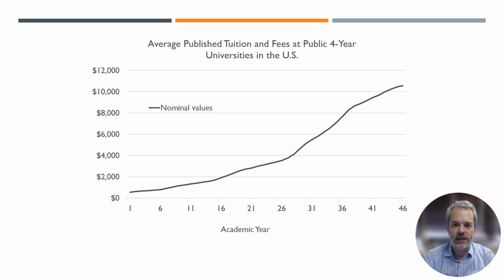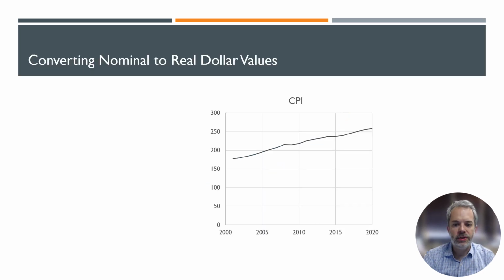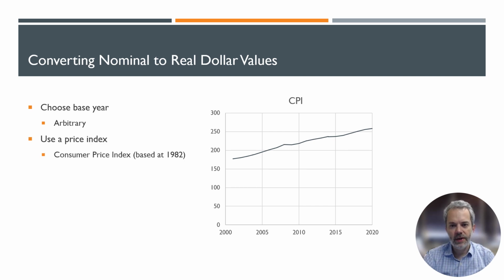We can see this effect by looking at the trend in tuition across public four-year universities. Here you see that it started relatively low at about $500 and rose to a little over $10,000 by the end of this time period. In order to inflation adjust our tuition data, we need to get our inflation values. This requires we specify a base year, which is typically arbitrary, choose a price index, and this graph here shows the consumer price index since 2001, which has been steadily inching upward. And you can find these data through the St. Louis Federal Reserve FRED database.